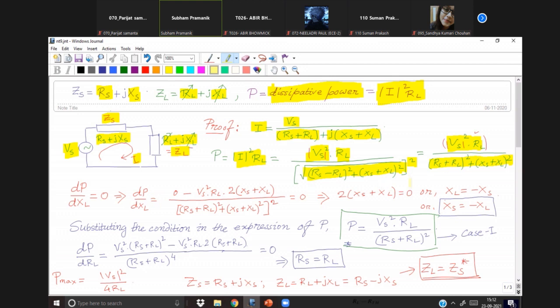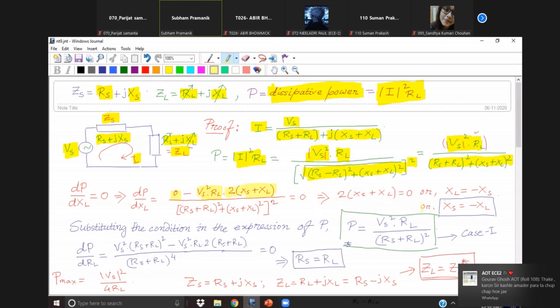So first the denominator square, then the denominator multiplied by d/dXL of the numerator. The numerator does not contain any XL, so that is 0. Then minus the numerator multiplied by d/dXL of the denominator. The first part, differentiation with respect to XL, yields 0. Differentiation of the second part with respect to XL yields 2 into (XS plus XL). This one, and that's equal to 0.